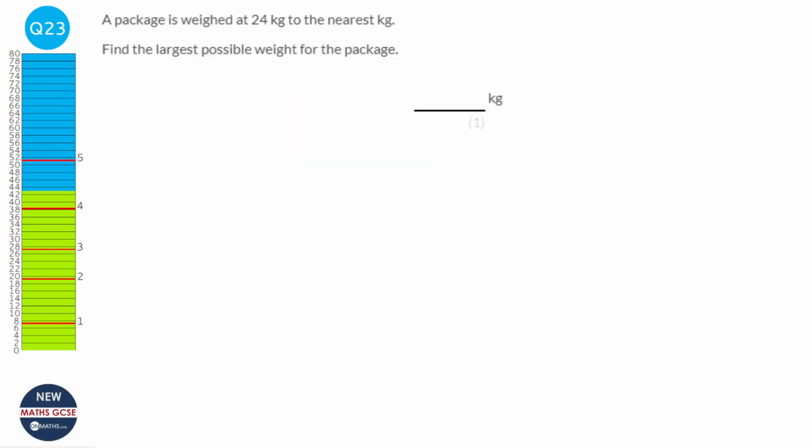To find the largest weight this package could have been before it was rounded, let's do a quick number line, and we're going to just do it between the 24 and what it would round to next. Well, it's 10 to the nearest kilogram, so the next thing it would round to is 25. The cutoff point for rounding is here. And that's going to be halfway between 24 and 25, which is 24.5. And that is actually going to be our answer.